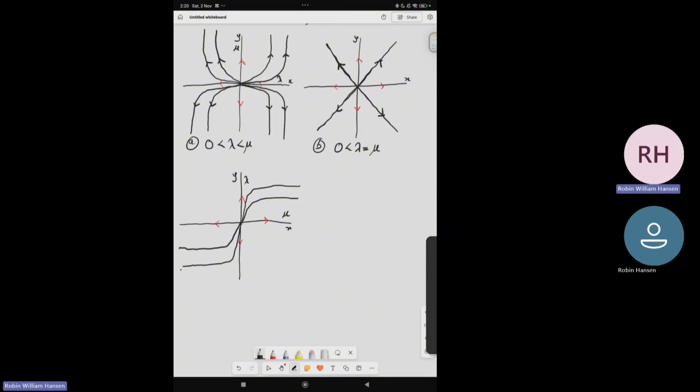Start like this, be parallel to mu. It's for all time. So a solution curve will be like this.